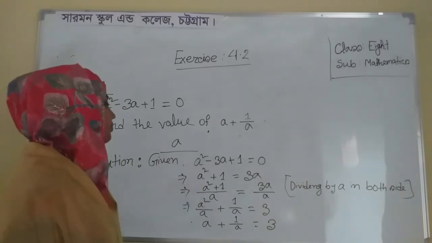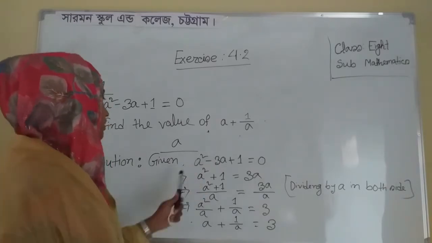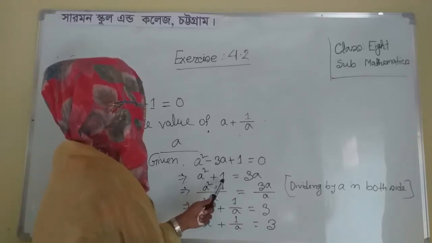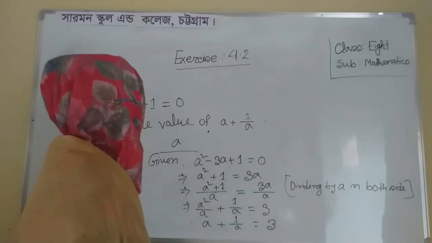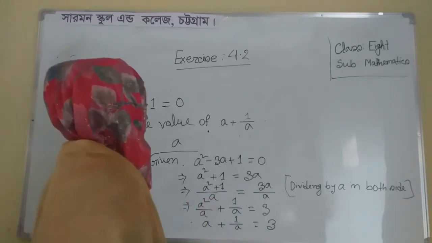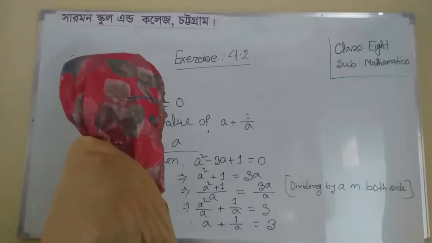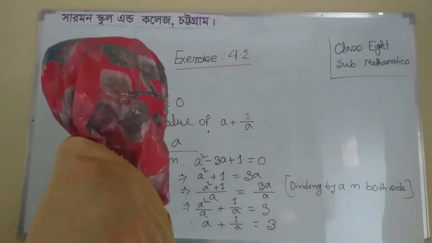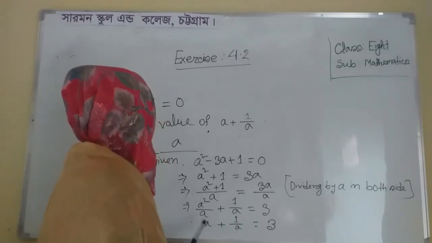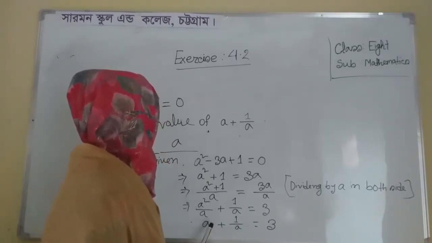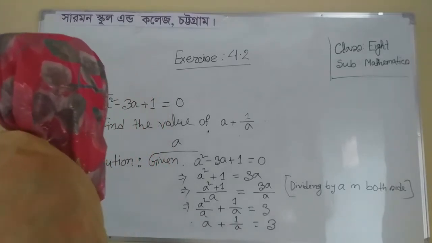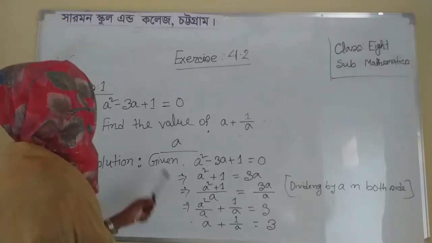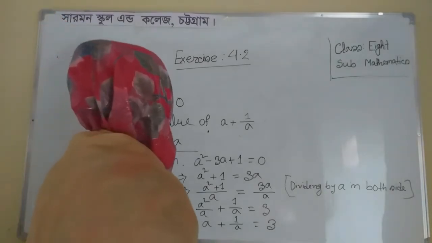Given a square minus 3a plus 1 equal 0. Now a square plus 1 equal thrice a. Now we divide in both sides by a. Now we have a plus 1 by a equal 3. That means the value of a plus 1 by a equal 3.